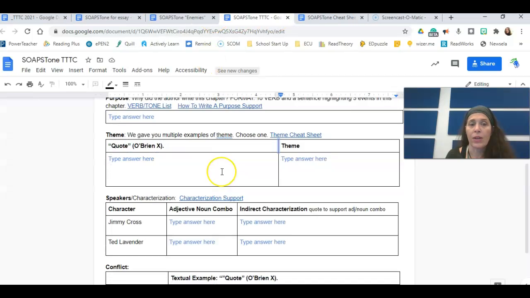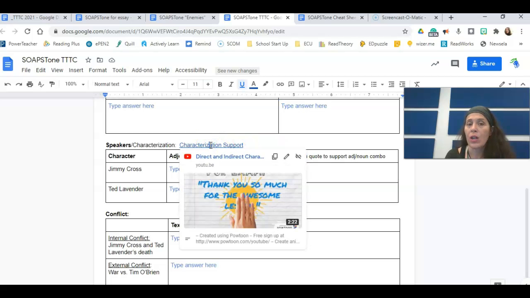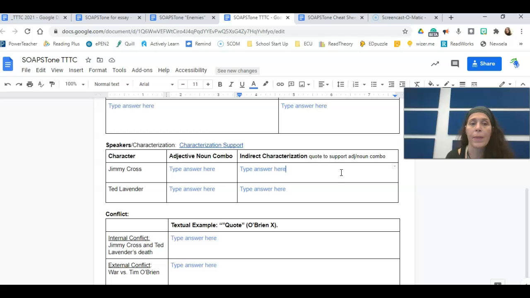Next, as we go down, you have to list the speakers. So sometimes this will look different on different worksheets. And this one, we're giving you the two speakers. And you're going to give us adjective, noun combos, and then provide a quote that supports indirect characterization. Now, if you've forgotten what indirect characterization is, I have this video linked here for you, and you can go and watch it, and it will tell you what indirect characterization is, so you should not get this one wrong.